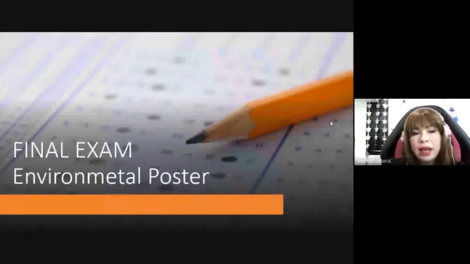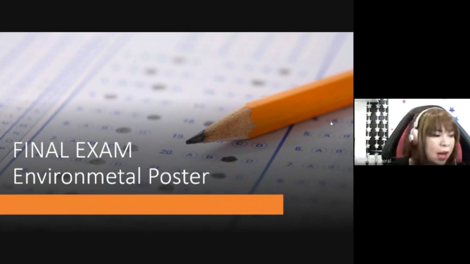Okay, most of you know that the final exam is an environmental poster. We have been talking about the different types of pollution, like air pollution and water pollution, and we have two more pollutions that we need to talk about. But you have to select one of them and then create an environmental poster presenting the different solutions we as human beings can make to change our environment and the impact we have on it.